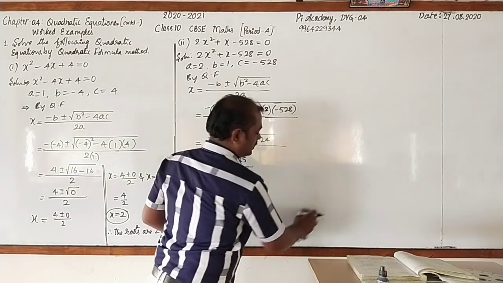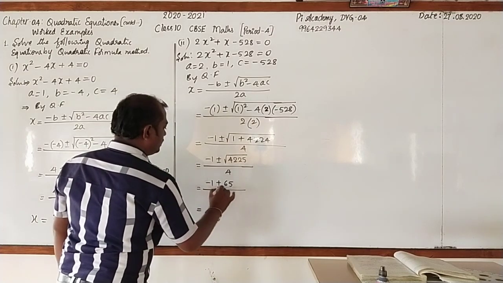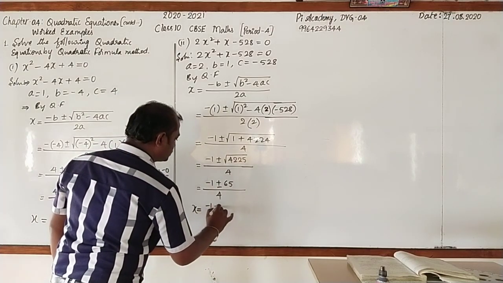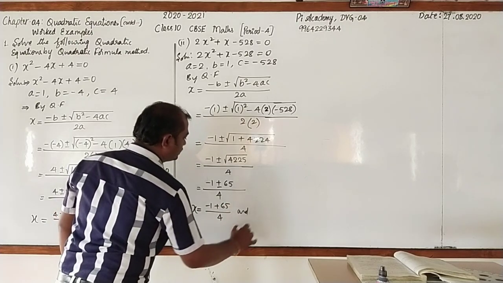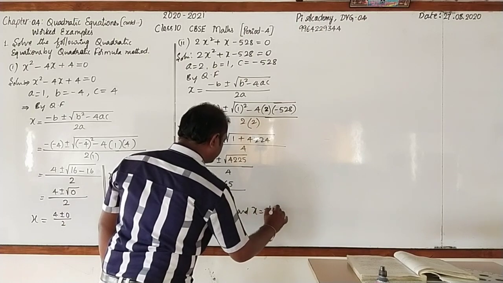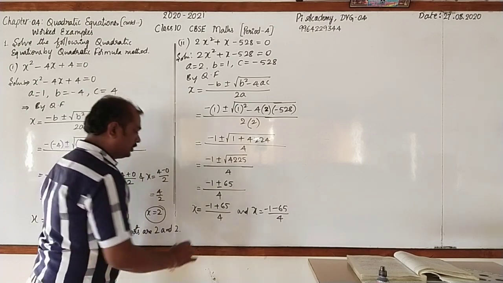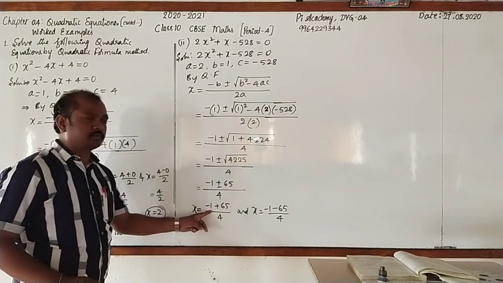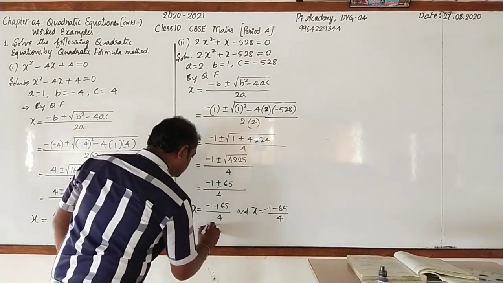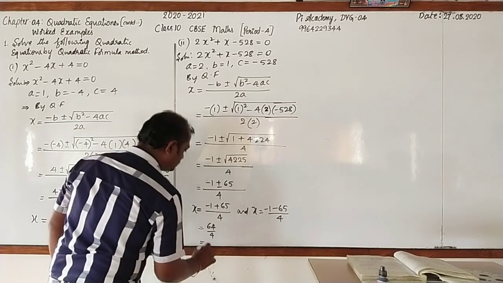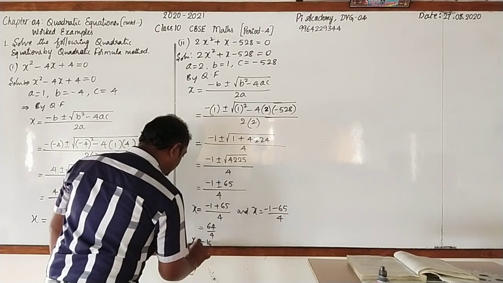Then observe. x is equal to minus 1 plus 65 divided by 4, and x is equal to minus 1 minus 65 divided by 4. This is equal to, what is 65 minus 1? 64. 64 by 4. Here only I will write. 4 ones are 4, 2 will remain, 24. 4 sixes are 24.